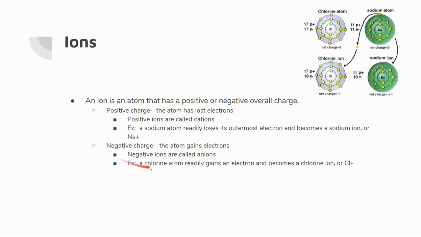Okay? A negative charge is when the atom gains electrons. So it's going to have more negatively charged electrons than protons. Negatively charged ions are called anions. So for an example, chlorine readily gains an electron and becomes a chloride ion, or Cl minus. So if sodium loses the electron, chlorine's ready to pick it up.